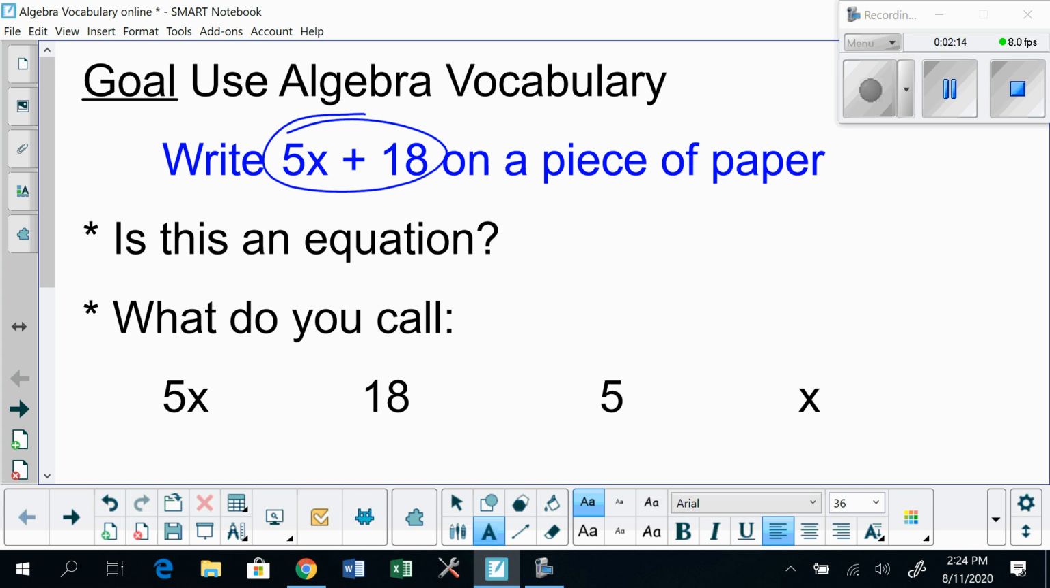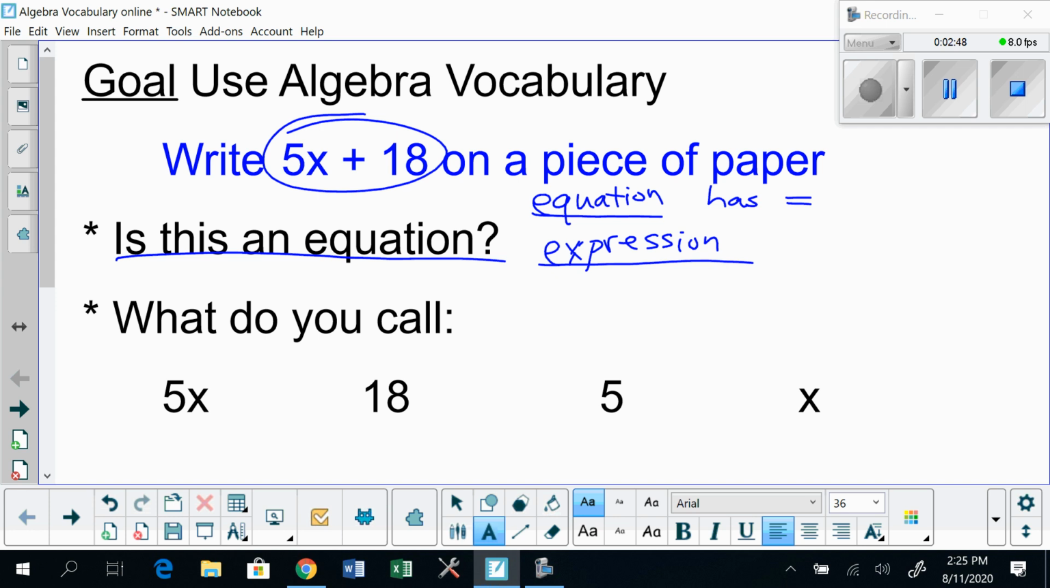So if I have a problem 5x plus 18 in algebra class, is this an equation? And the answer is no. 5x plus 18 is not an equation because the word equation implies that the problem has an equal sign. And 5x plus 18 does not have an equal sign. So what can we call this? If a problem like this is not called an equation, what do we call it? Well, maybe some of you can guess it right now. It's actually called an expression. A problem in algebra class with no equal sign, that's called an expression.